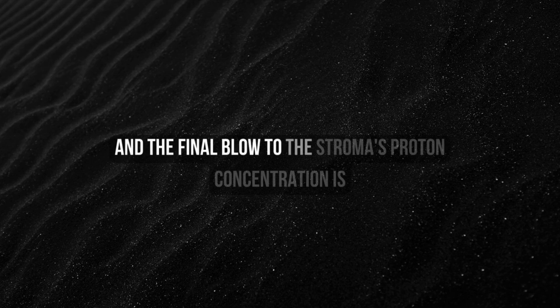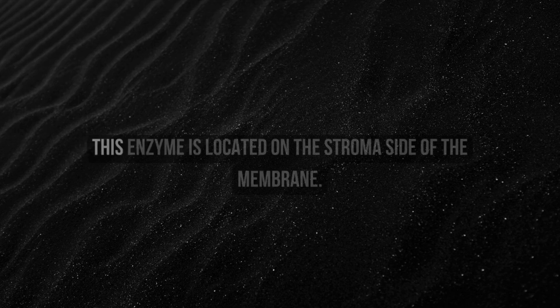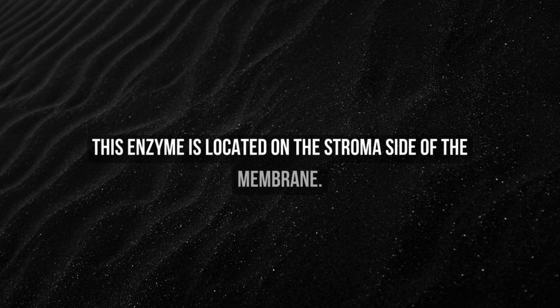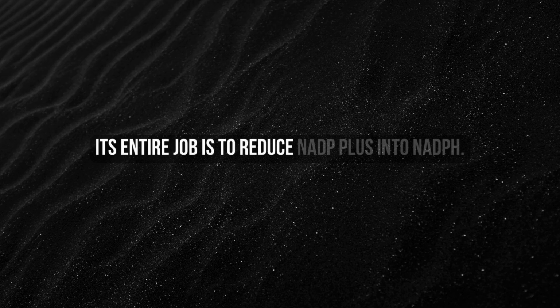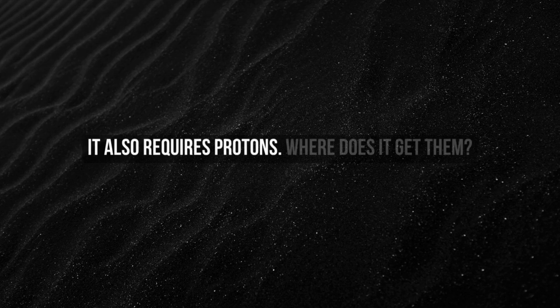And the final blow to the stroma's proton concentration is mechanism number 3, the NADP reductase enzyme itself. This enzyme is located on the stroma side of the membrane. Its entire job is to reduce NADP plus into NADPH. To do this, it requires the electrons arriving from photosystem I, but it also requires protons. Where does it get them? It sucks them straight out of the stroma fluid.